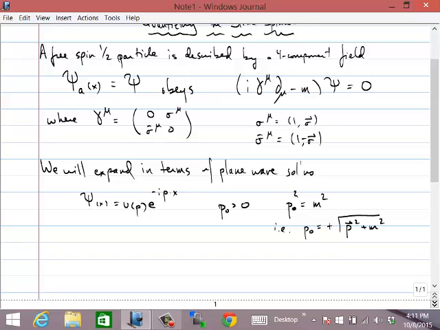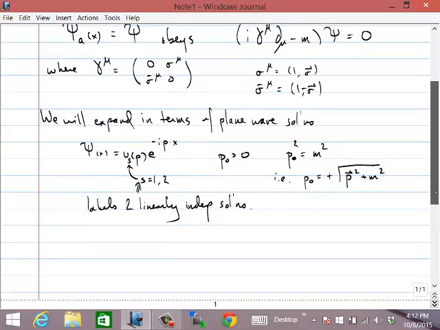So last class, we argued that there would be two linearly independent solutions of the Dirac equation, which I'm going to label by an index here, s. So s equals 1 or 2, and s labels the two linearly independent solutions of the Dirac equation.